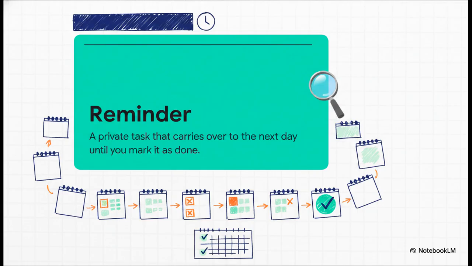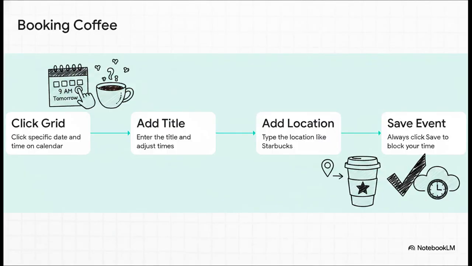Right there on your calendar until you actively check it off. It literally won't let you forget. Let's actually walk through scheduling something simple, maybe a quick coffee catch-up. You just click your desired date and time right on the grid.